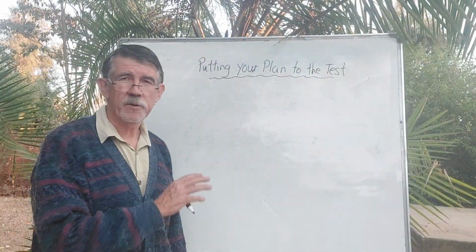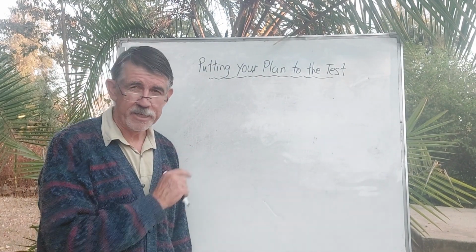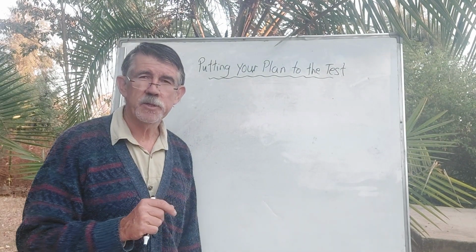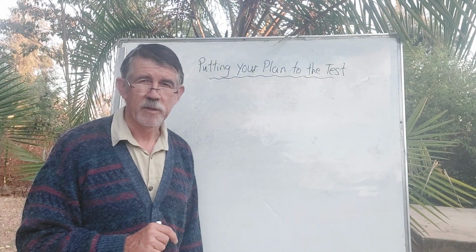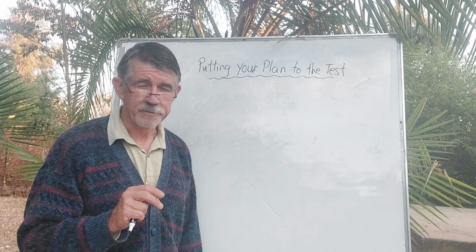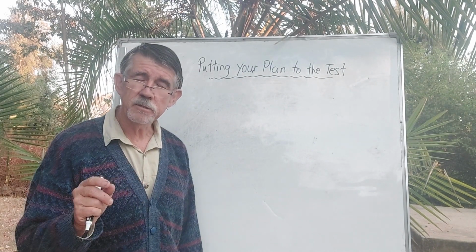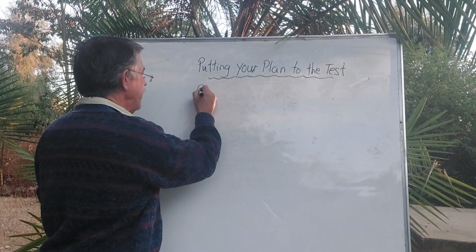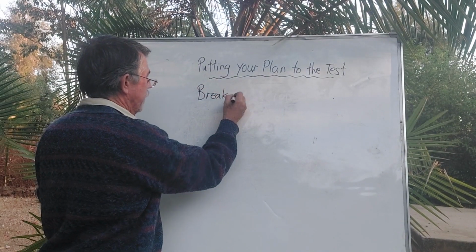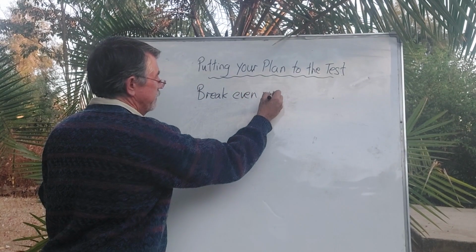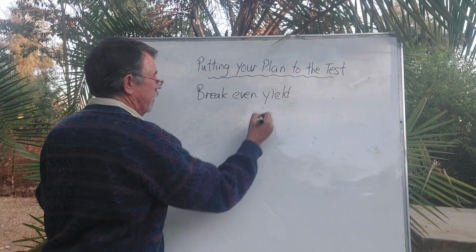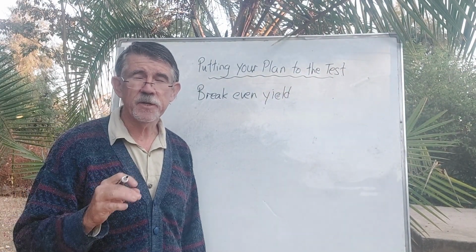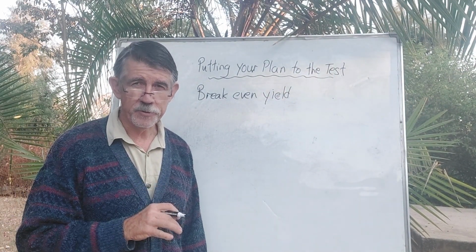So now we want to put our budget or our farm plan to the test. One of the first things we can look at is what we call the break-even analysis. And there are two ways to look at this. We can look at the break-even yield and the break-even price. So the break-even yield. This is the yield that we must obtain to cover the costs that we've incurred.